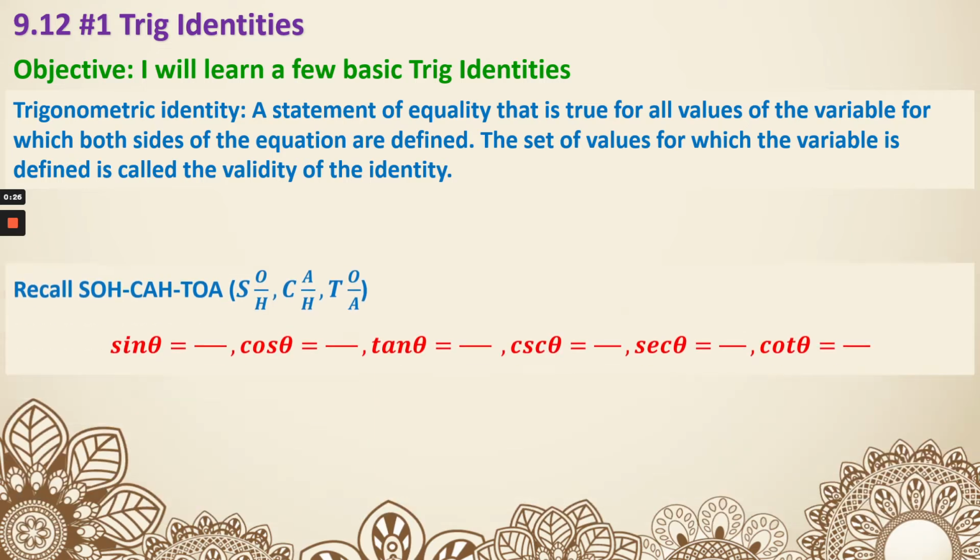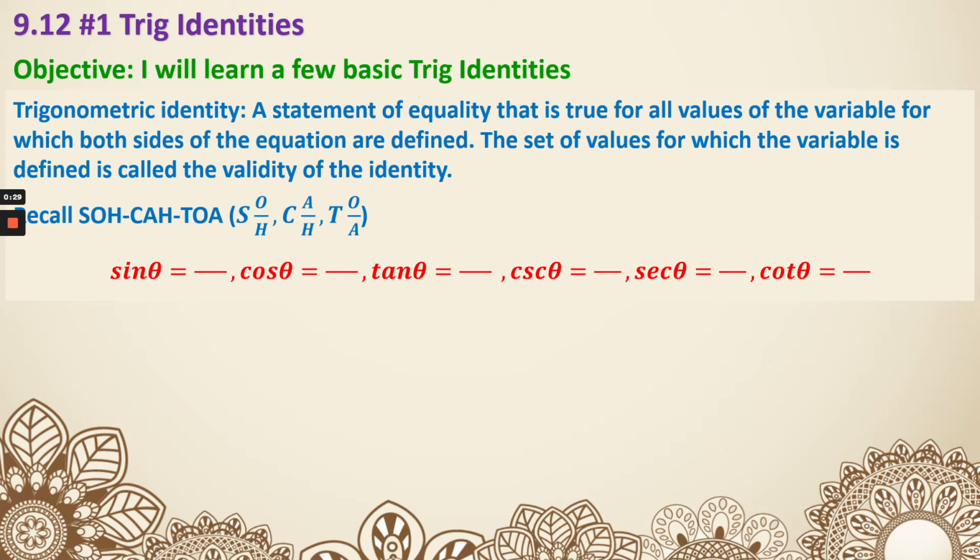So let's do a bit of recall on SOHCAHTOA on how to represent these trig functions with a right triangle. Sine would be opposite over hypotenuse. Cosine is adjacent over hypotenuse, and tangent is opposite over adjacent. Then cosecant, secant, and cotangent are just these first three flipped. So cosecant would be hypotenuse over opposite, secant would be hypotenuse over adjacent, and then cotangent would be adjacent over opposite.